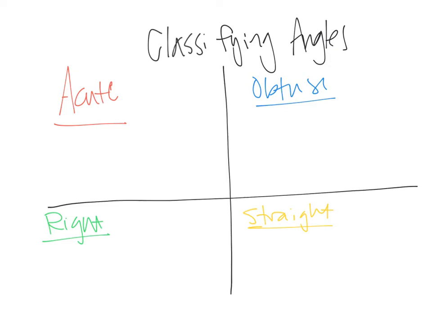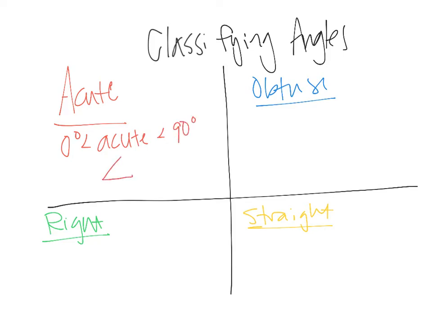Okay, so we're going to look at 4 different types of angles today. We've got acute, obtuse, right, and straight. Our acute angles are between 0 and 90 degrees. So they have to be larger than 0 degrees, but they have to be less than 90 degrees.